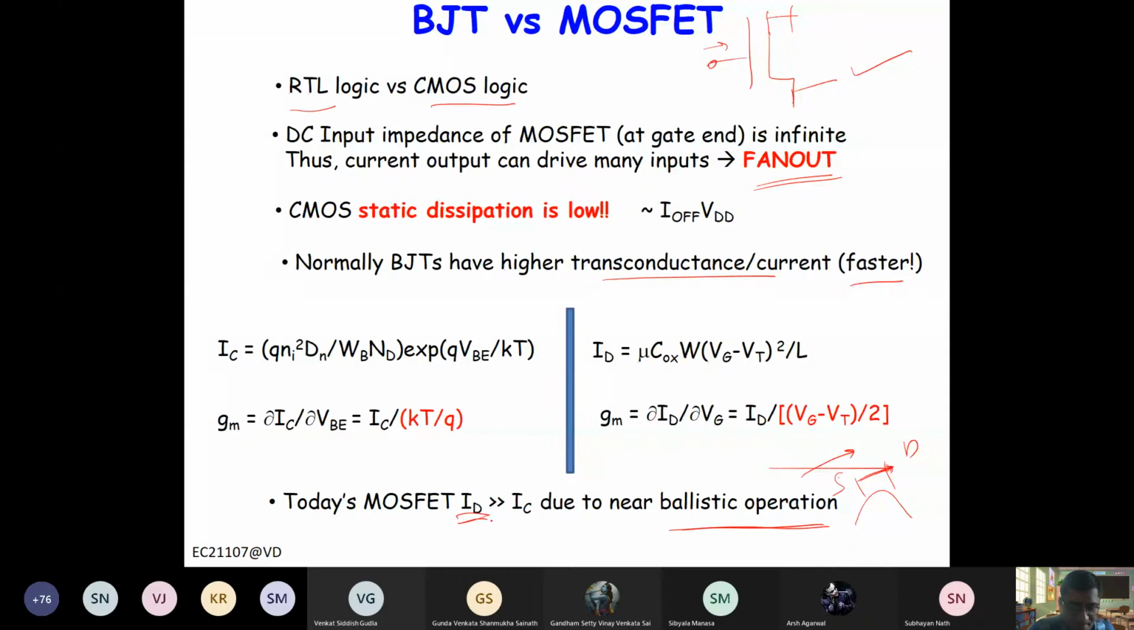And if you look at the equation, IC is some coefficient times exponential qV by kT, and gm is IC by kT by q, or you can say IC by thermal voltage, right? And in case of MOSFET, gm is drain current by (VG minus VT) by 2, right? So of course, if VG is higher, gm will be less for the same current.